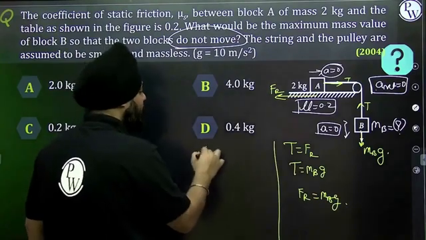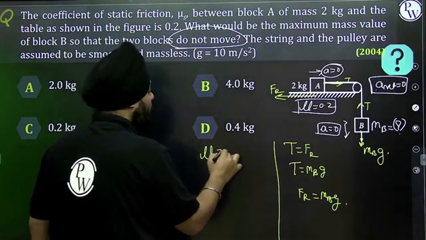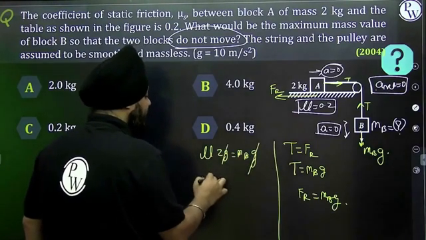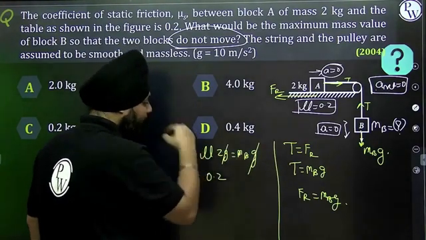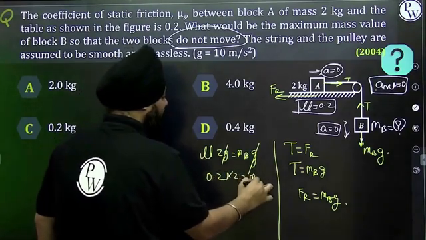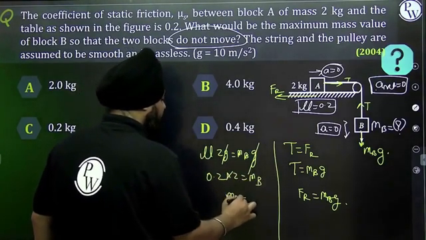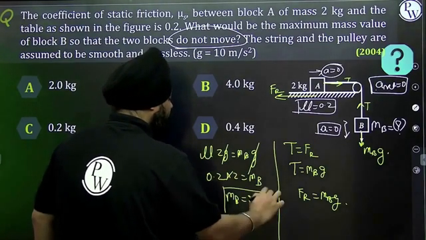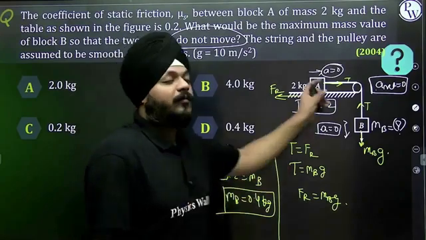Now, what is the friction? Mu into 2g is equal to MB into g. g will get cancelled. The value of mu is 0.2, so 0.2 into 2 is equivalent to the mass of B. So the mass of B is equal to 0.4 kg. If this much mass is given to B, the system will not move.